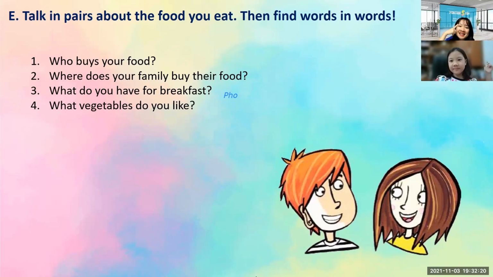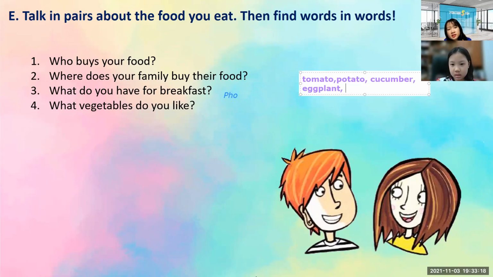Think about that. You think about the thing that your mom used to cook in lunch or dinner. Think about that. Just cucumbers, just tomato, potatoes, what else? Ăn mỗi thế thôi á. Còn gì nữa? Eggplant. Yeah, eggplant. Chính xác. Rồi, tiếp tục.